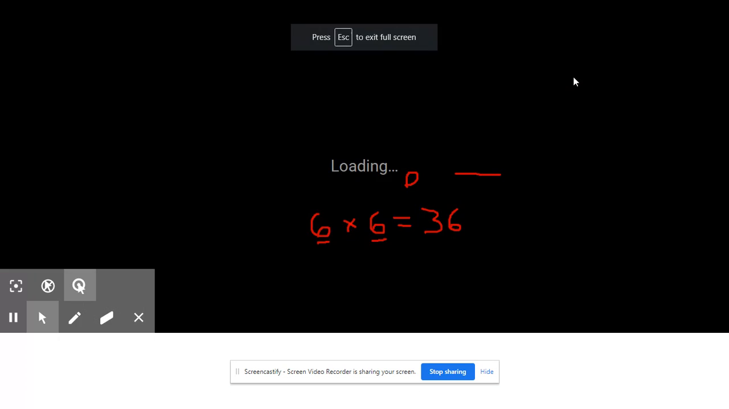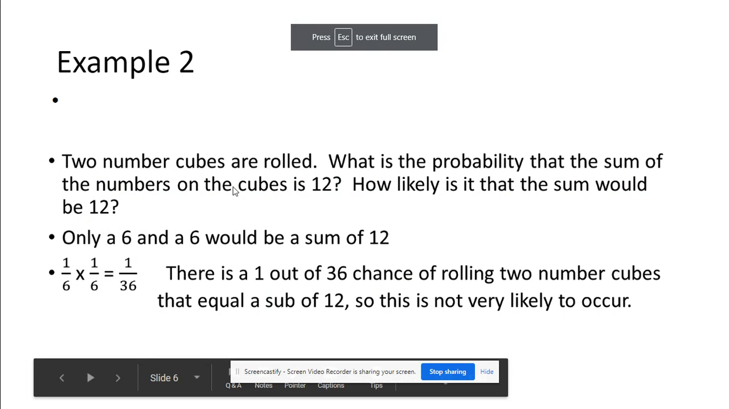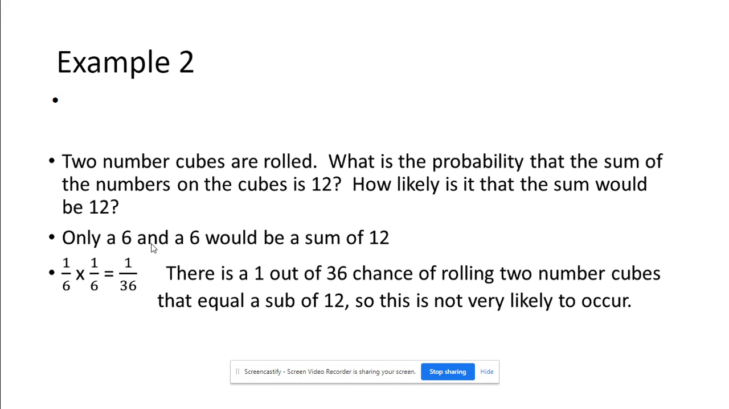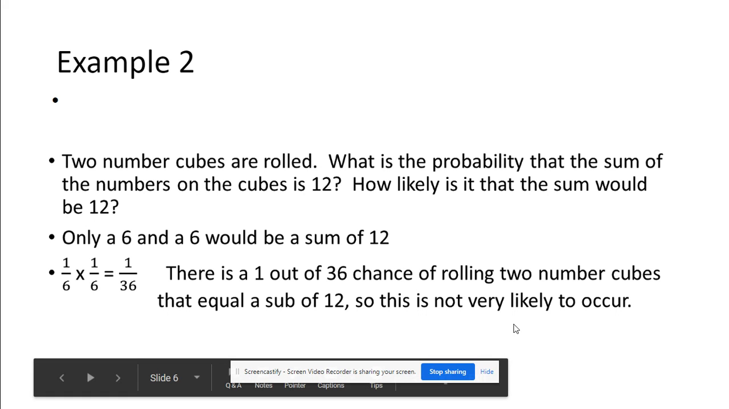So that means, you can see my answer here. We already came up with 36 total outcomes, but since 6 plus 6 is only one combination out of those 36, that is a 1 in 36 chance of rolling 2 numbers that have the sum of 12, which 1 out of 36 is not very likely to occur. So the odds, the probability of that occurring are not very likely. Using a phrase like this, saying that it's not very likely when we don't see a very full fraction here, is helpful.